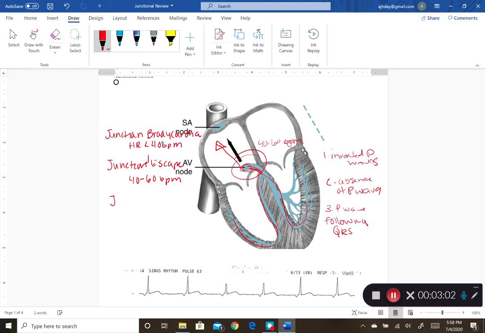The next rhythm that we have will be accelerated junctional rhythm. And this means that the heart rate is above that normal intrinsic rate of the pacemaker. So it's going to be above 60, but it's also not quite going to be tachycardic. So it'll be below 100 beats per minute. So this just means that it is accelerated for this pacemaker site, but we wouldn't quite call it tachycardia. And that leaves us with junctional tachycardia.